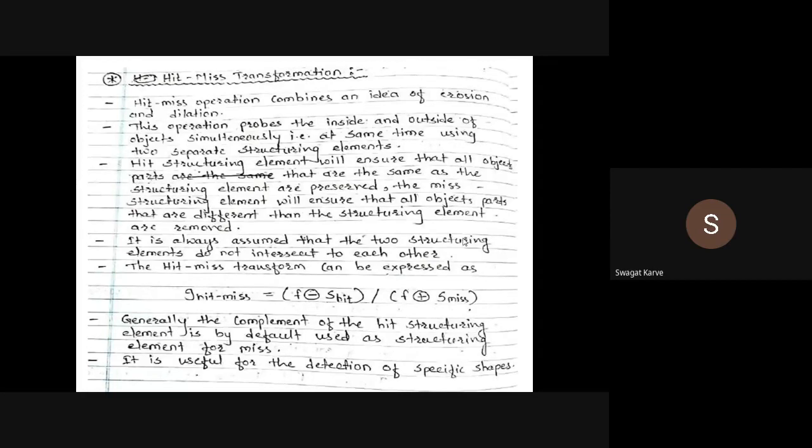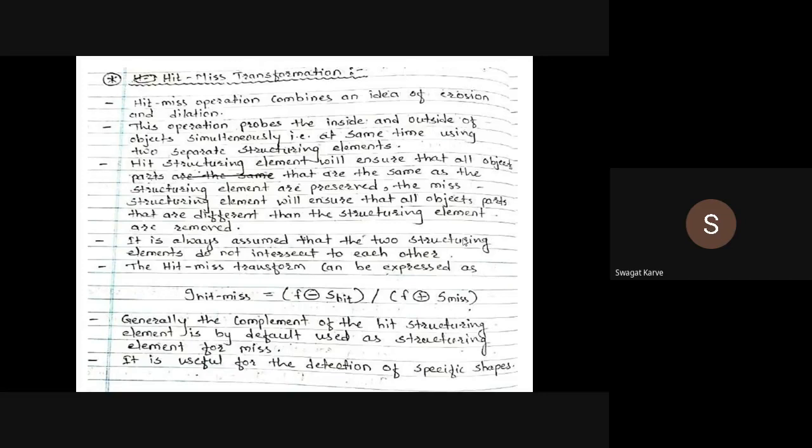समजलं? Now in this hit and miss transform, it is always assumed that the two structuring elements, that means the hit and miss structuring elements, do not intersect with each other. Hit and miss transform can be expressed as the expression in front of you. G hit-miss is equal to F erosion with hit structuring element, intersected with F dilation with miss structuring element. So this is about the hit and miss transform.